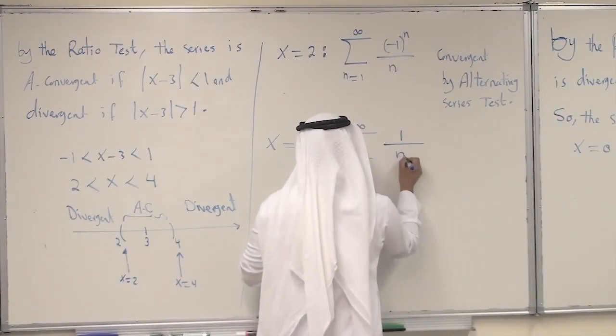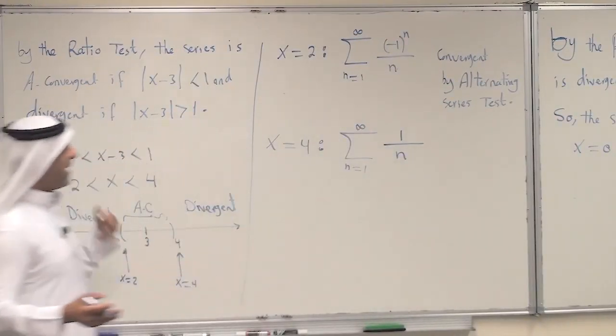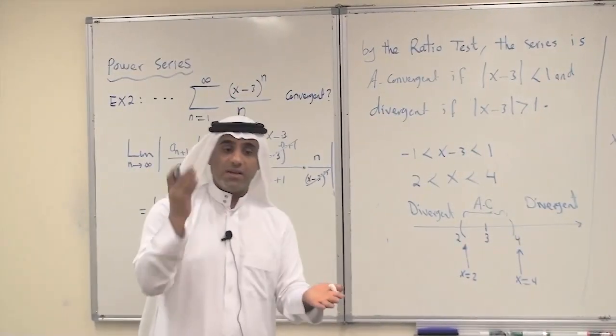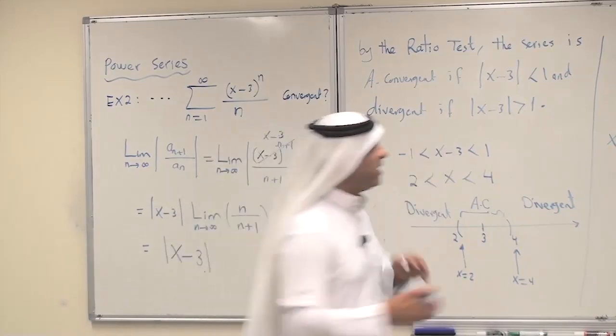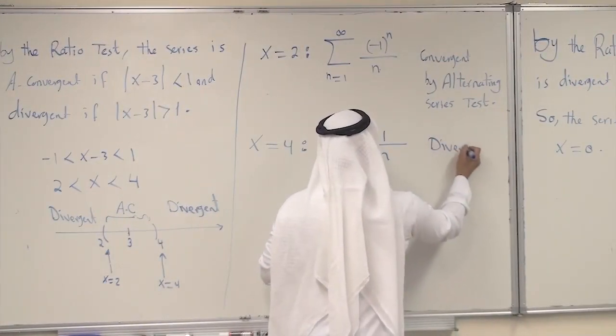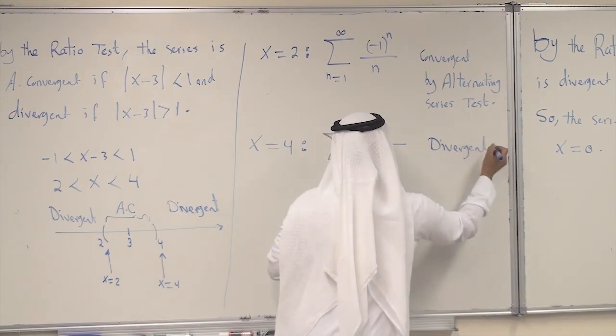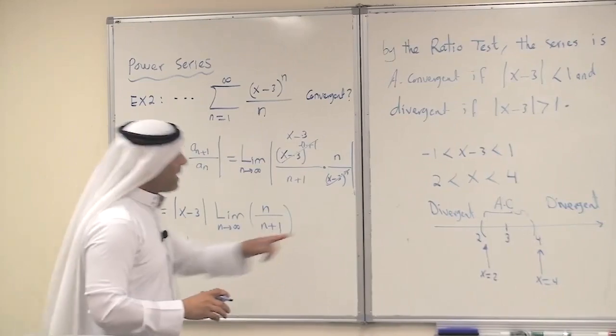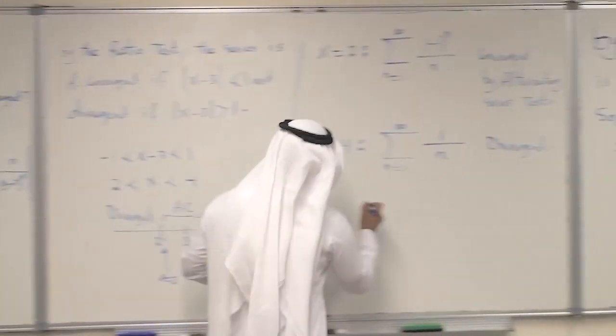And this is again a very famous series, which is called the harmonic series or a p series with p equal to 1. The conclusion is this series is divergent. Okay, fine. Now we are done with the exercise. Let's come back to this discussion we made before.